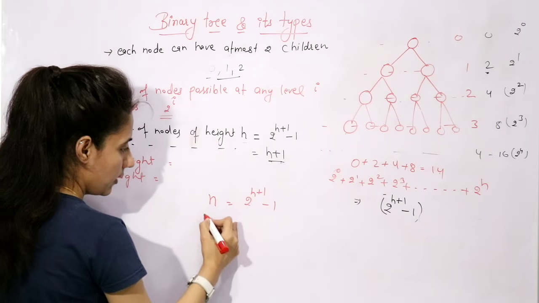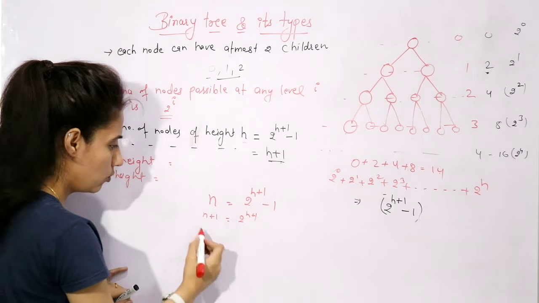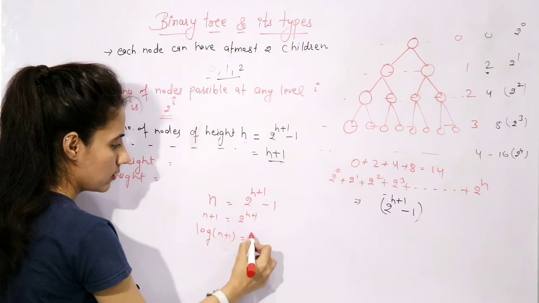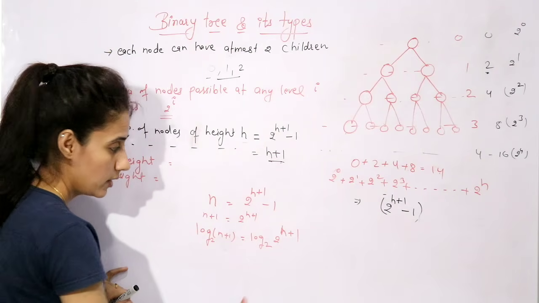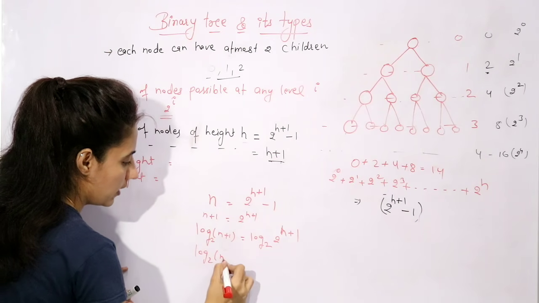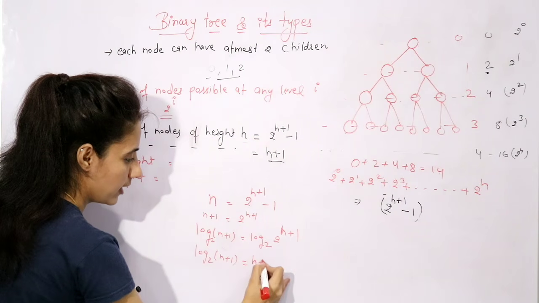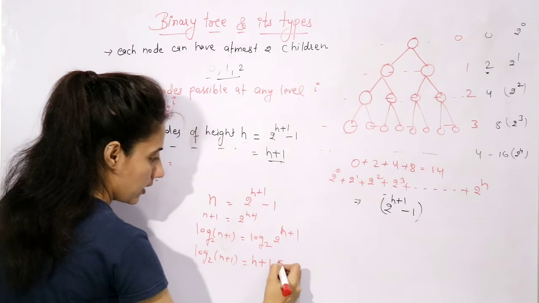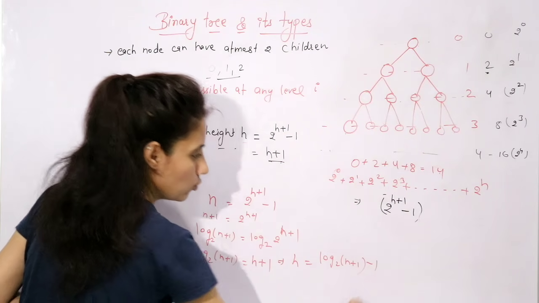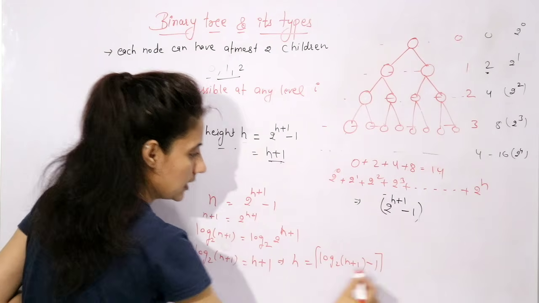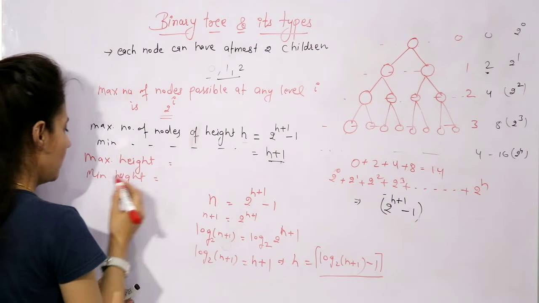Now how will you calculate? n plus 1 is equal to 2 raised to power h plus 1. I guess you can easily solve this by taking log on both sides: log of n plus 1 and log of 2 raised to power h plus 1. Log base 2 of 2 is 1, so simply we can write h plus 1, right. Now height is equal to log base 2 of n plus 1 minus 1, and here we are taking the ceiling function. So this can be the height, but this can be the minimum height.